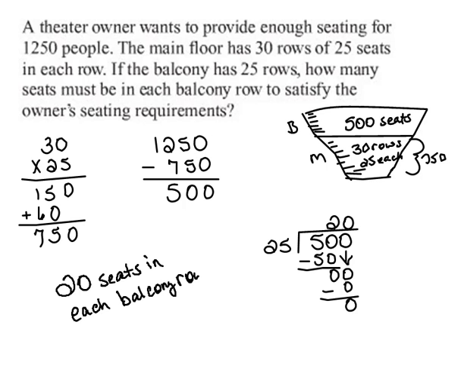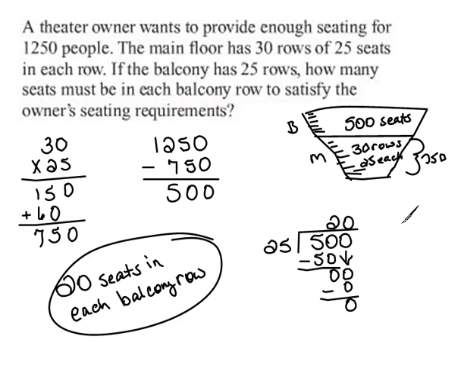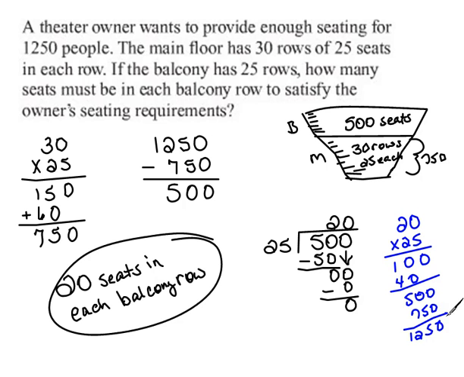Now you could always, if you wanted to double check yourself, you could. If we had 20 seats in each row in the balcony, 20 times 25 would be 500 seats. And then if we added that to the 750 that are in the main area, we get 1,250. You can always go back and check yourself to make sure that you're correct.